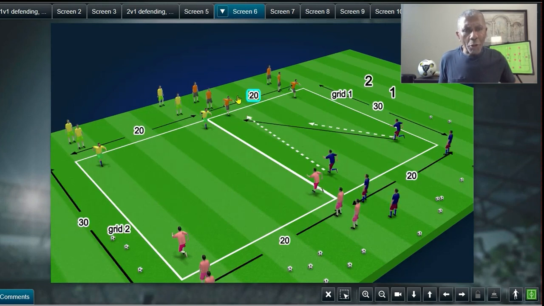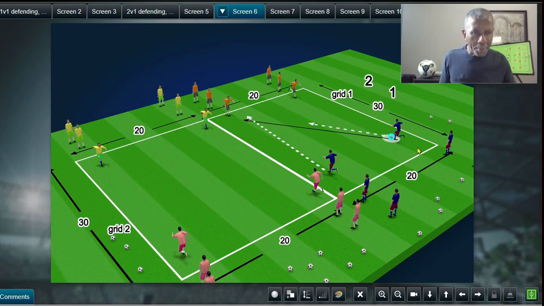The objective of the orange player here is to stop the ball here. We have a grid 20 by 30 yards here. Okay, 20 wide by 30 yards long. We got two grids here, same game on both of them, and we're going to demonstrate over here. This player here plays the ball to the first attacker on the opposite of him.